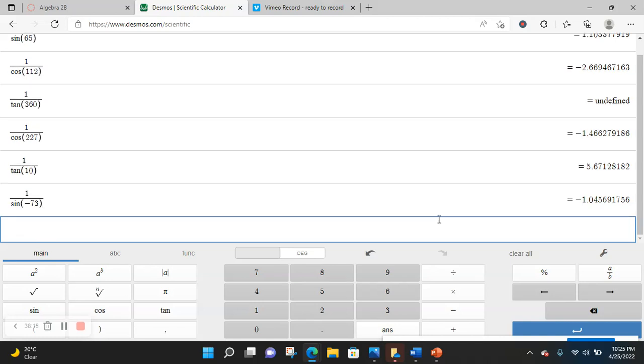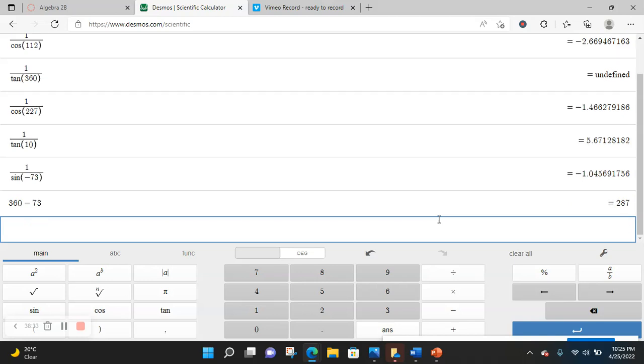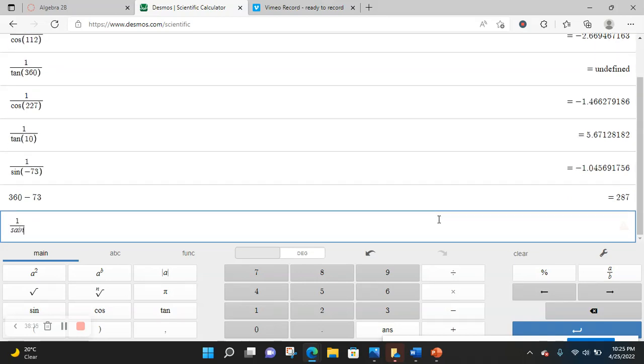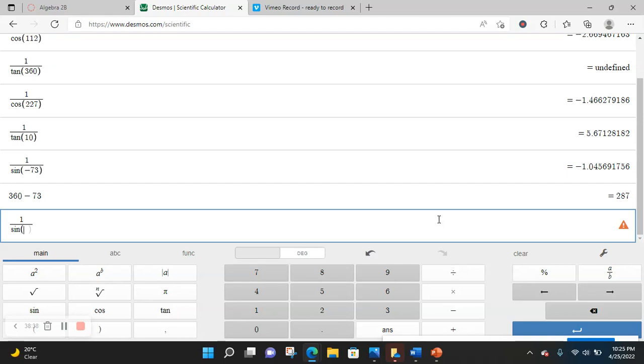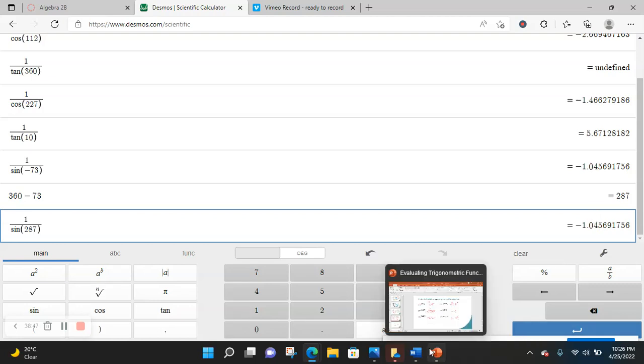Now, if you're not convinced, to figure out what negative 73 degrees is as a positive angle, you're going to take 360, take away 73, and that gives you 287 degrees. 287 degrees and negative 73 are coterminal. They're the exact same angle measure. So I could also do 1 over sine of 287 degrees, and notice that I get the same answer here and here. So that's how you know that we did it correctly.